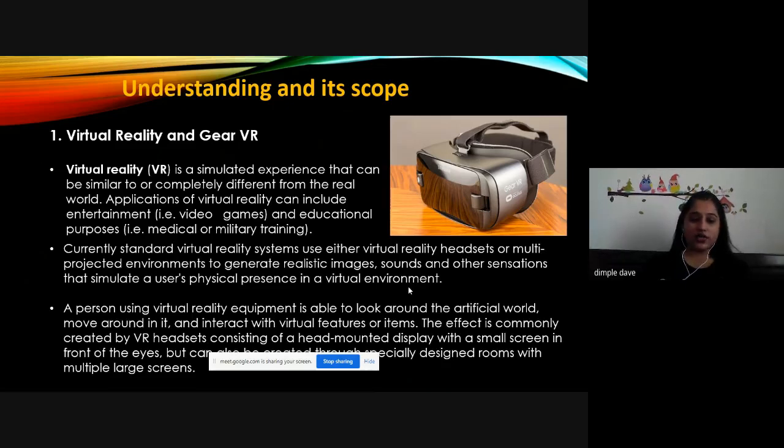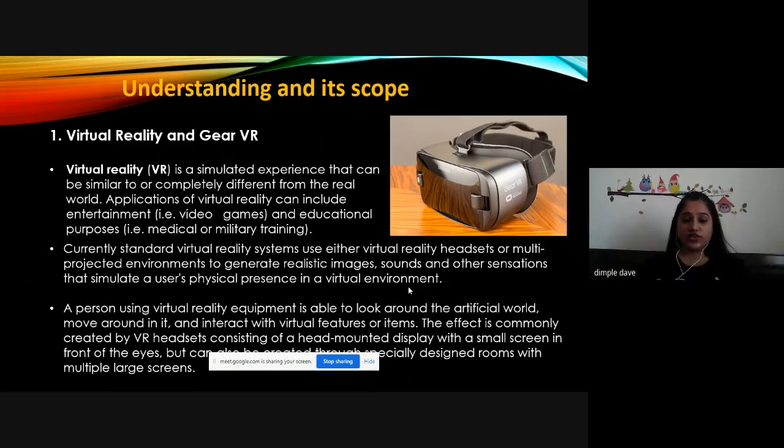Currently, standard virtual reality systems use either virtual reality headsets or multi-projected environments to generate realistic images, sounds, and other sensations that simulate a user's physical presence in a virtual environment. This gives us an idea of how it is generated around us, what gadgets we use, and what environments we have to set up to feel a virtual environment around us.